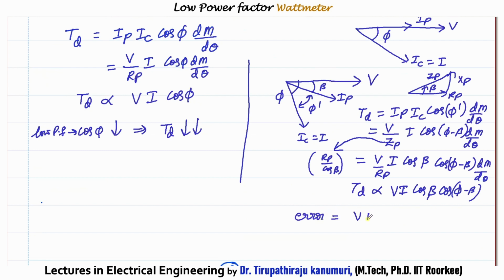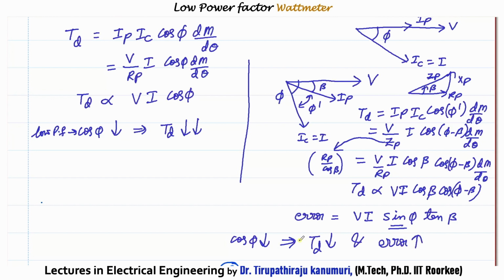That error is given by V into I into sin phi into tan beta. Here also you can see the error depends on the value of sin phi. That means when the value of cos phi is less, the deflecting torque is decreased and the error is increased. The reason is that if cos phi is less, then sin phi is more. So we can say that the error is increased.